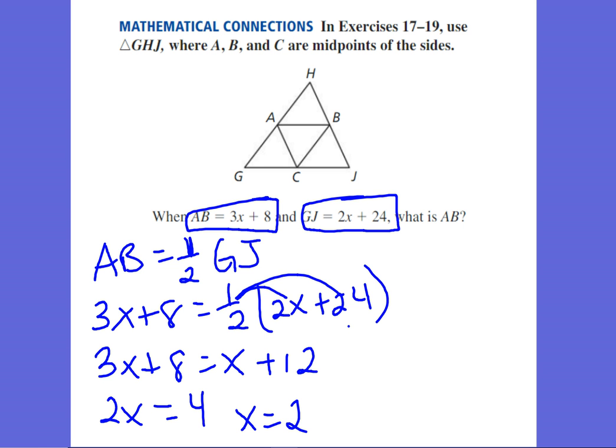But I want to know what AB actually is, and so AB ends up equaling 3 times 2 plus 8. 6 plus 8 ends up getting us 14. And so the value of AB is 14. But this is even greater because now I can use this in some context as well. If I wanted to find what GJ was, I know that it would automatically have been 28 by multiplying it by 2. Or of course I could have substituted in there as well.